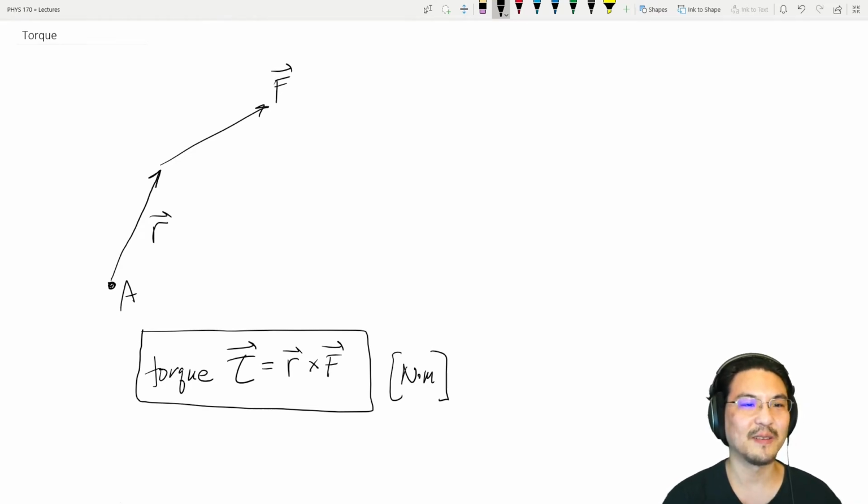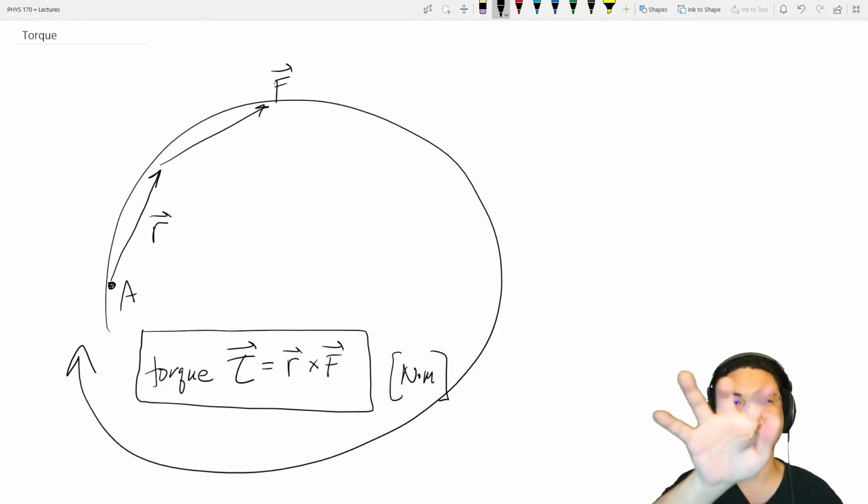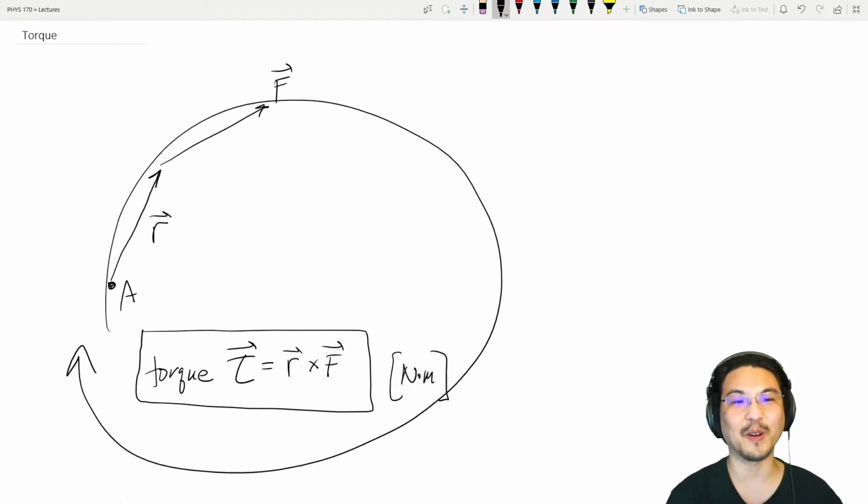And now notice, let's say if we use this example, the torque about point A would be, if you use your right hand and you go this cross this, which way is that? Your fingers would be curling clockwise. So with your right hand, if your fingers go clockwise, your thumb would be pointing into the page, and that's the direction of the torque vector.